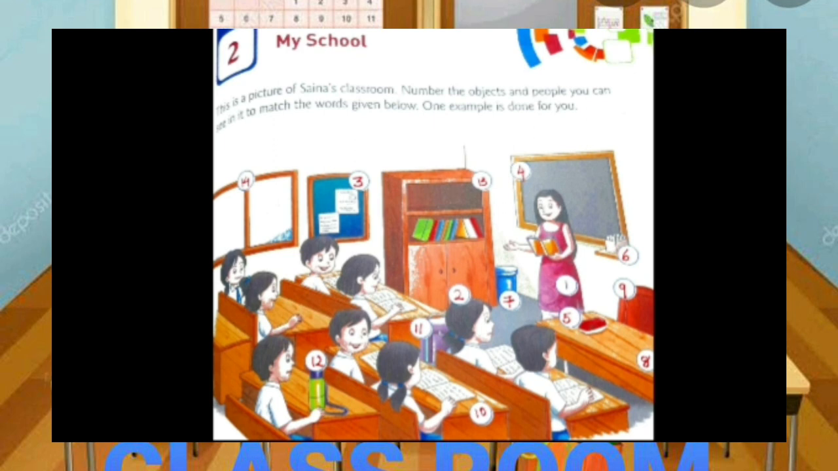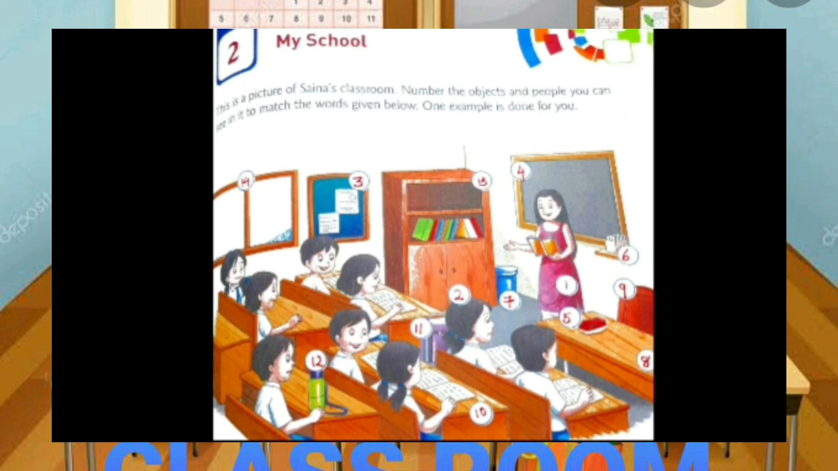See the page number 143. Take out your textbook. This is the picture of Saina's classroom. You can see so many things in the classroom. And also all the students are sitting in the classroom. The teacher is explaining the lesson. You can see the blackboard, cupboards where books are kept, notice board, all the things are there.